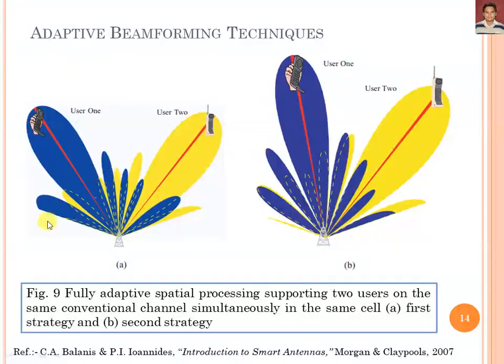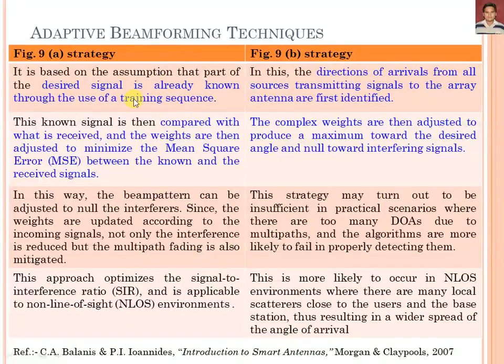Further, we can understand some beamforming techniques in which we are taking two adaptive spatial processing supporting two users, user 1 and user 2, on the same conventional channel simultaneously, in the same channel, first strategy and second strategy. And this is the second strategy, this is the first strategy. So what is the difference between the first and second strategies in the adaptive beamforming technique?